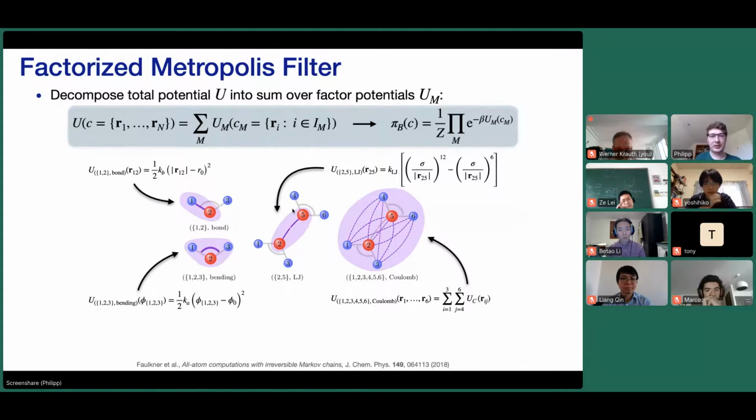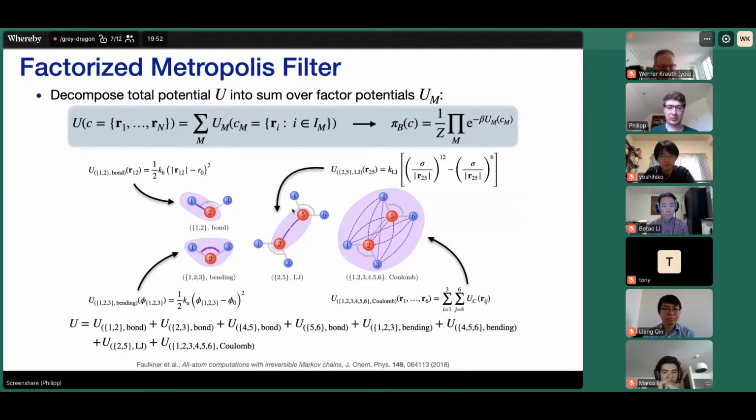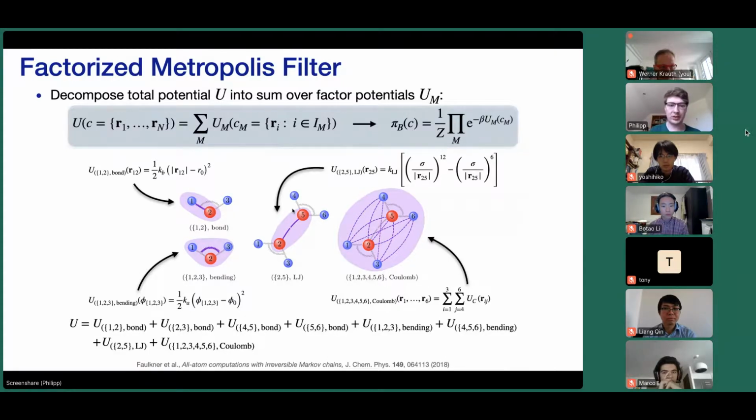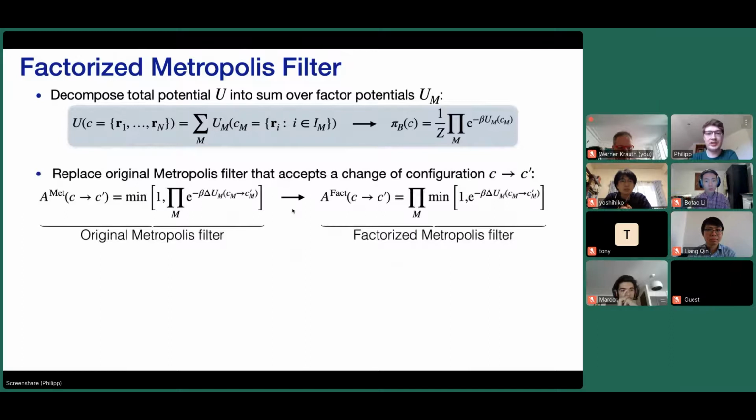But when I introduce these factor potentials, you can see that we can write down the total potential as a sum of these different factor potentials. So here I just wrote down the total potential for two water molecules. What can we use this decomposition of the total potential into a sum for?